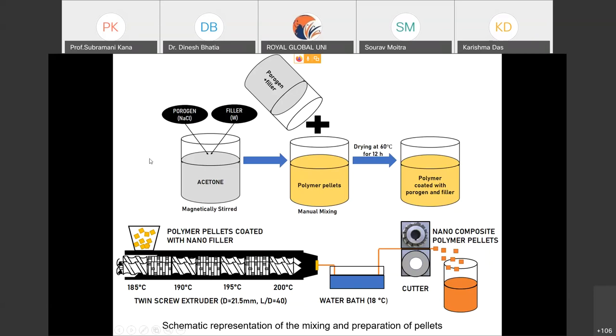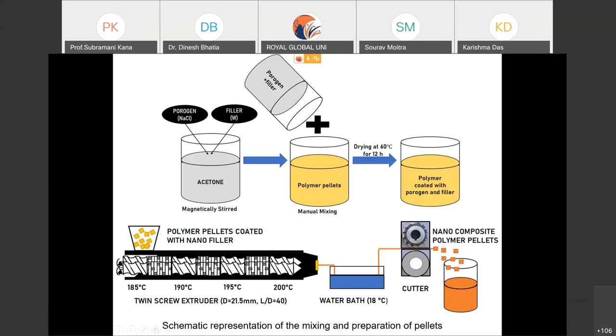Both the porogen and the filler were mixed in acetone. Once it was mixed properly, that solution was mixed with the polymer pellets and stirred, and as it is acetone, simply by heating it, it can evaporate. Then we ensured the porogen forms a kind of coating over the polymers. That coated polymer was used in a twin screw extruder. You can see here, this is a co-rotating twin screw extruder, which has four different temperature zones.